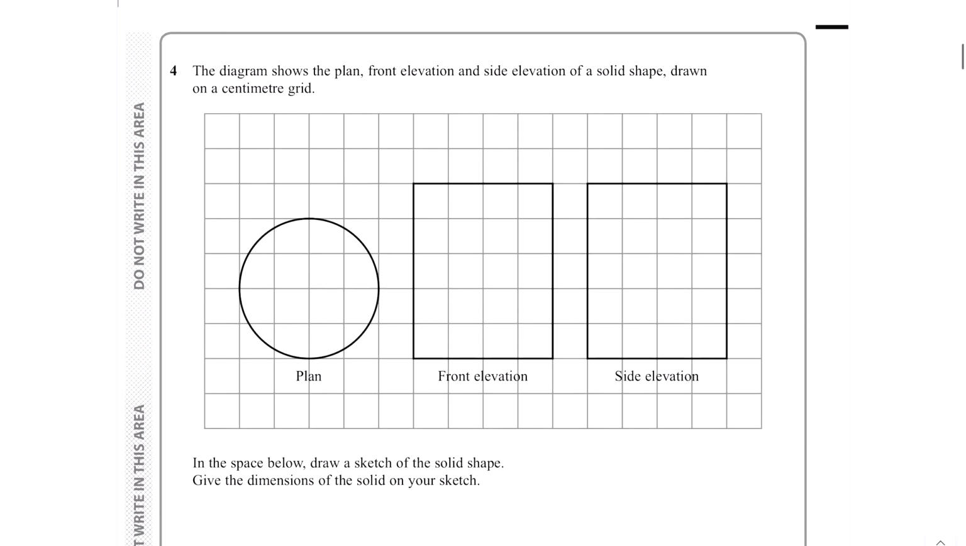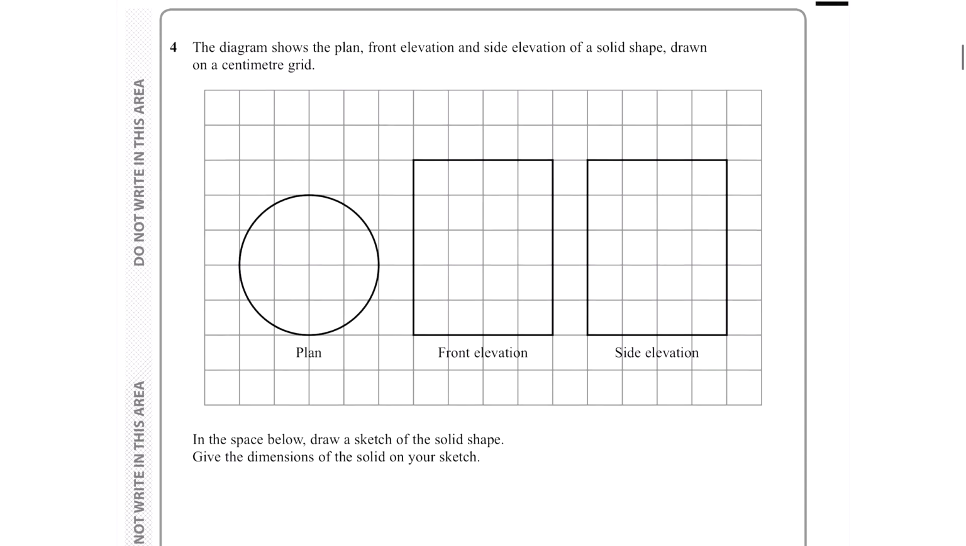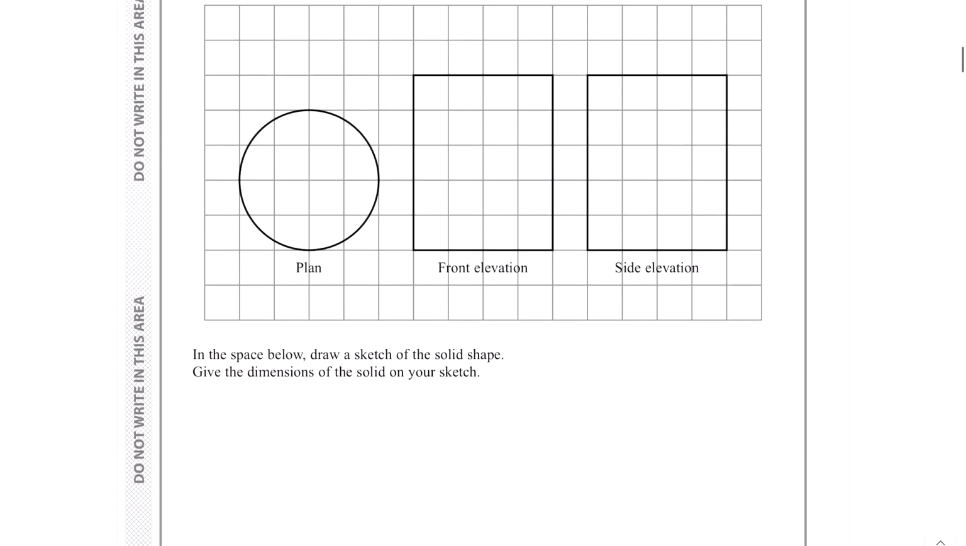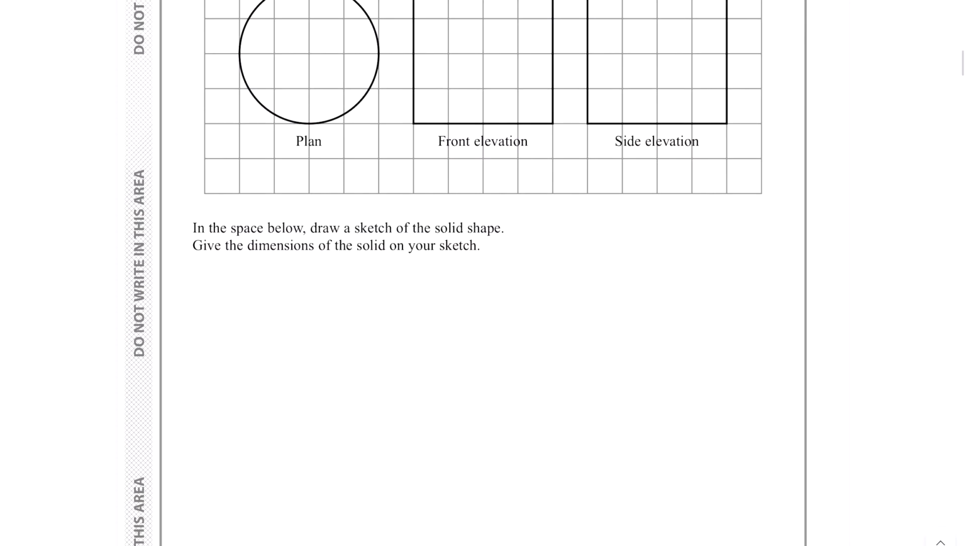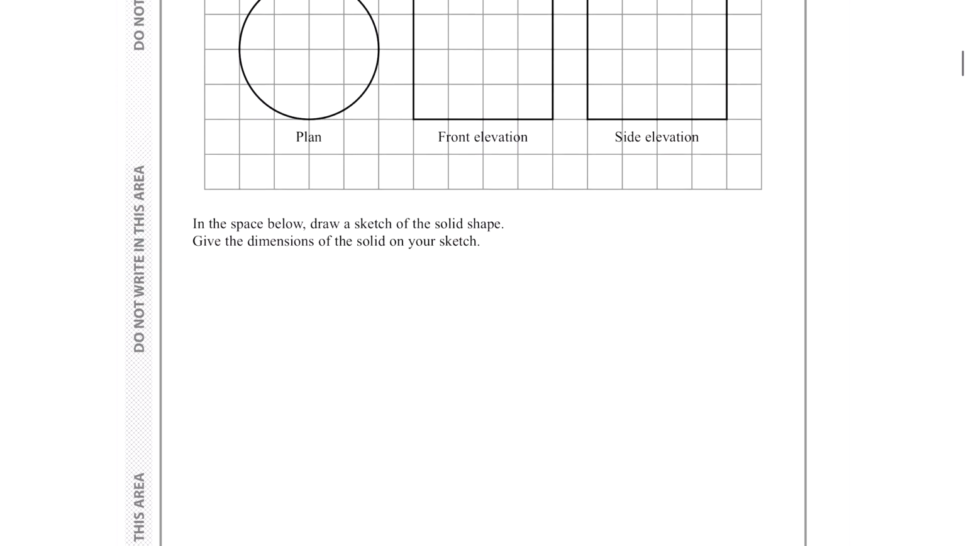Question 4. The diagram shows the plan of the front elevation and the side elevation of a solid shape, drawn on a centimeter grid. In the space below, draw a sketch of the solid shape. Okay, so we can see it's 5 centimeters high. It looks like a cylinder from the top. So it will look something like this, let me just get my pen tool out. During the exam, you'll draw this with a pencil, something like that.